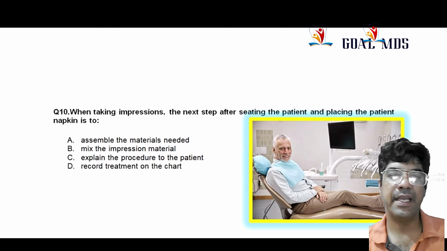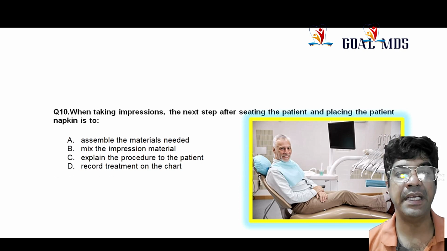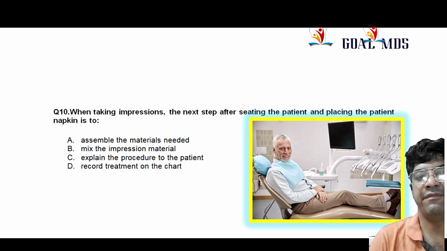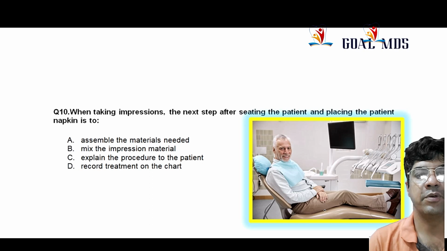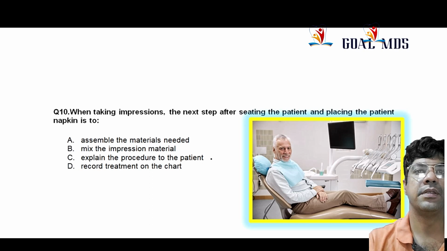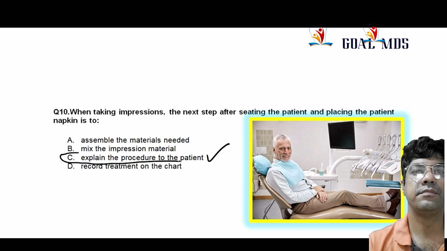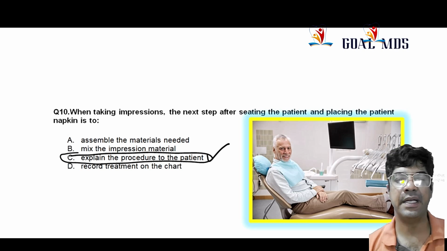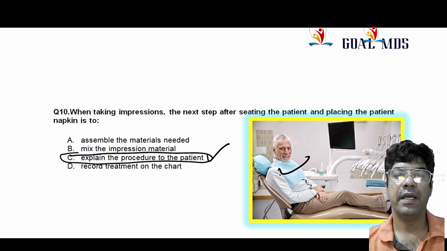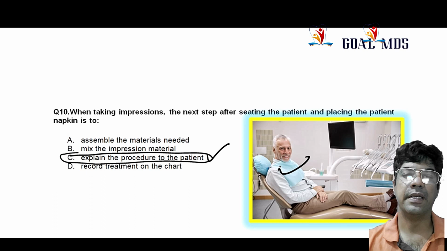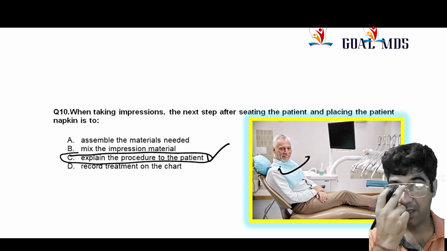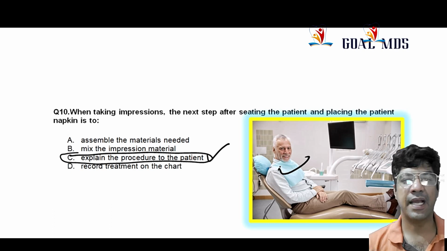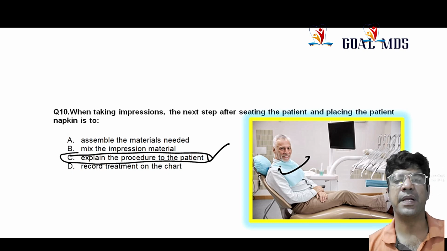Moving to the next question, when taking an impression, the next step after seating the patient and placing the patient napkin is, prior to taking the impression, the patient must be informed of the procedure and the process explained so that there is complete cooperation. So the next step is to explain the procedure to the patient. It is essential to ensure that the patient understands the process and is comfortable before proceeding with the impression. That helps in achieving cooperation and a successful impression procedure.